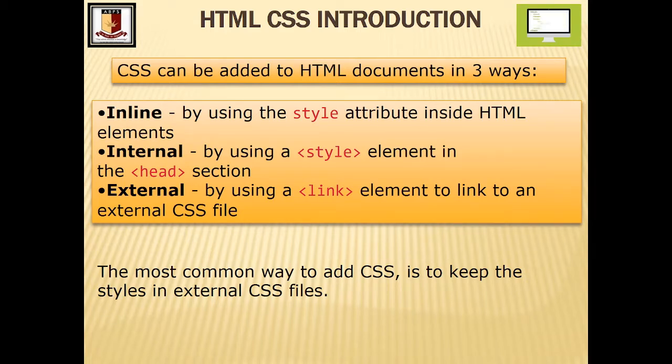Now HTML CSS. CSS can be added to an HTML document in three ways. So there are three different types. First is inline CSS, by using the style attribute inside the HTML element. So within the tag you can apply this CSS.